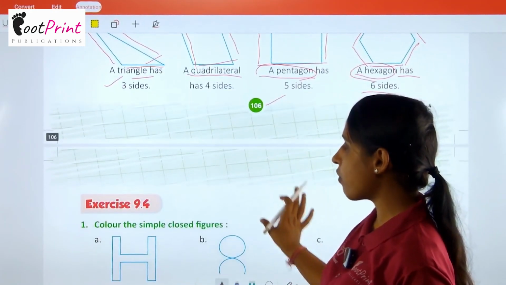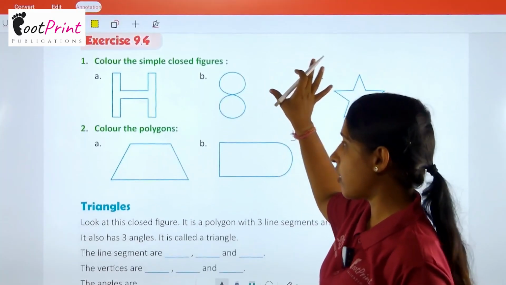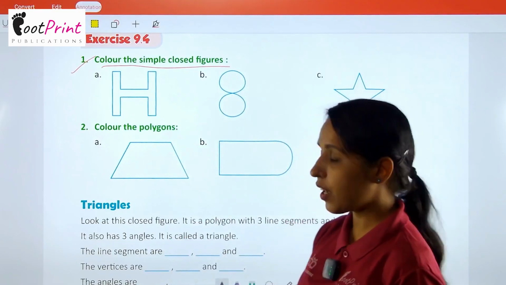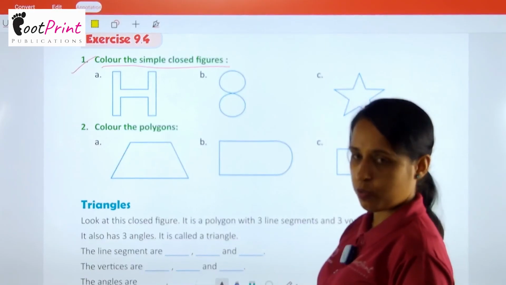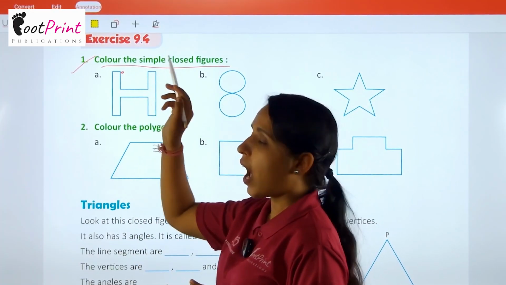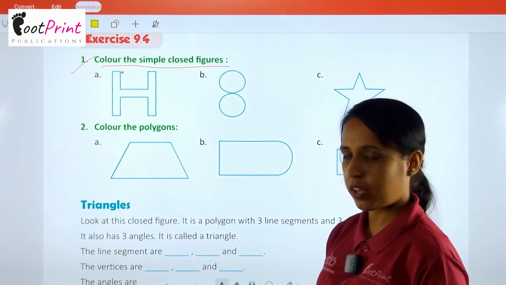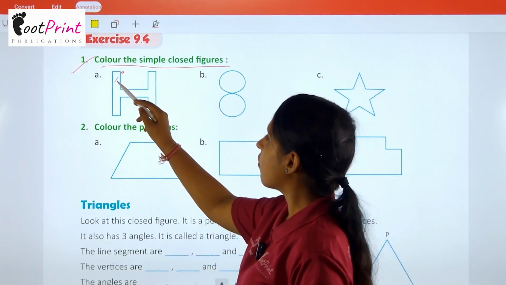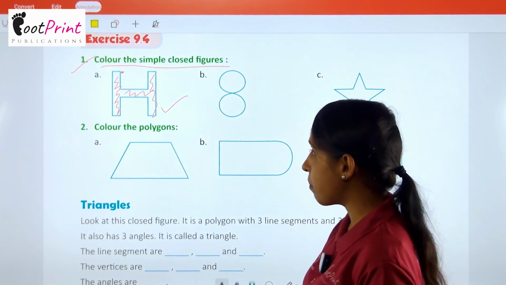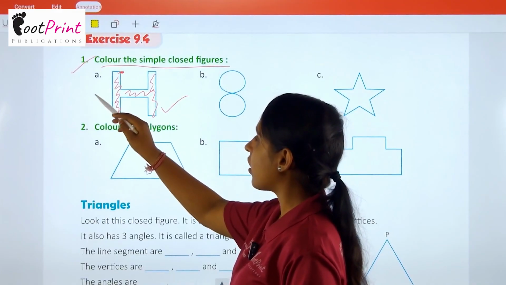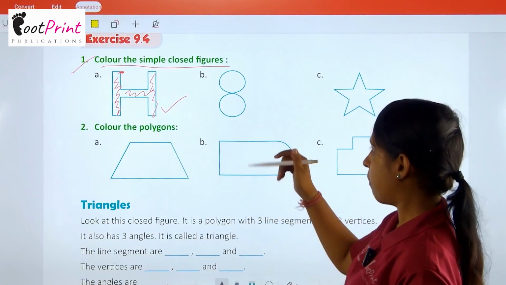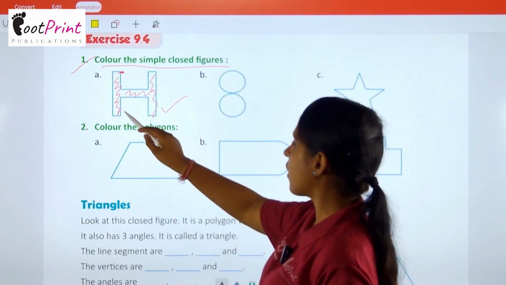Next, on the basis of this, we will solve our exercise 9.4. In this, the first question is to color the simple closed figure. Here we have to color the simple closed figure, and we know that in a simple closed figure, the starting point and ending point will be the same. Okay, so here we know that it is a simple closed figure because it has the same starting and ending point, and the figure doesn't cross itself. Okay, so here we can say that it is a simple closed figure.